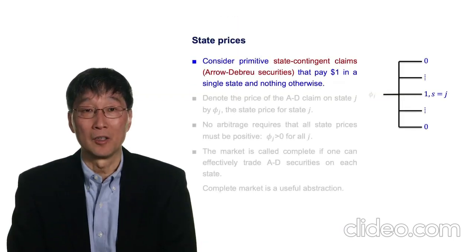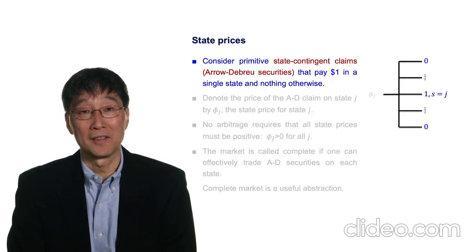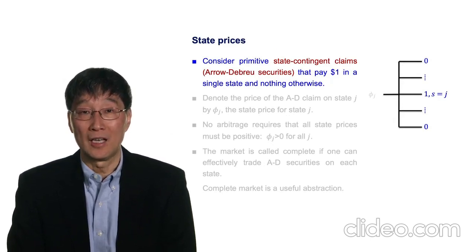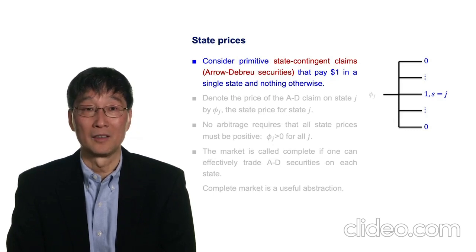Assets traded in the financial market can have different payoff patterns. In general, there are many traded assets or securities. Here, securities refer to financial claims, contracts traded in the financial market, such as stocks, bonds, and derivative securities. We first introduce some simple securities. Consider a primitive state contingent claim, which pays $1 in a single state, S, and nothing otherwise.